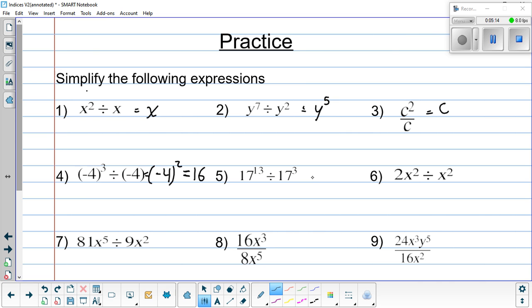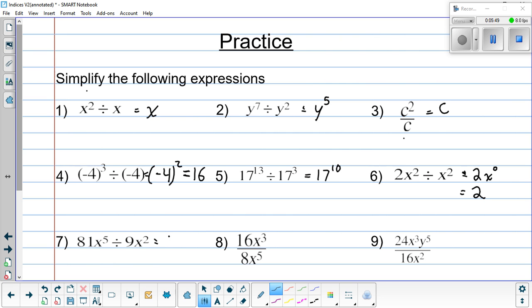17 to the 13 divided by 17 to the 3 is equal to 17 to the 10. And I could write that one out, but we're actually going to have to write it in something called standard form that we may not have gone over quite yet. So here we have 2 divided by 1 is 2. And then we have to look at our indices. x squared divided by x squared. Well, that's x to the 0, which is also just equal to 1. So our answer is just 2. So this is why we simplify, because sometimes all of our variables might just cancel out and we'll be left with just numbers, which is quite nice and can be used.